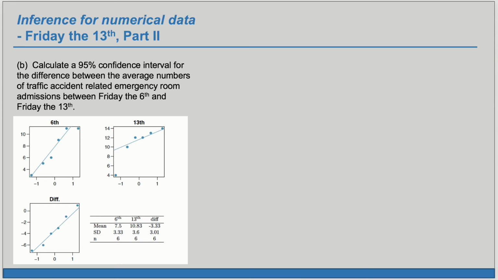Okay, now let's do a similar thing, but for a confidence interval. So now, instead of testing a specific value, we want to find an interval of all reasonable values for the mean difference. So we'll use the same framework here: identify, choose, check, calculate, conclude.